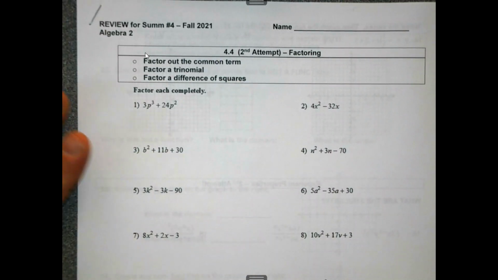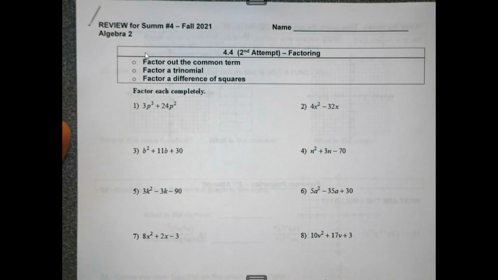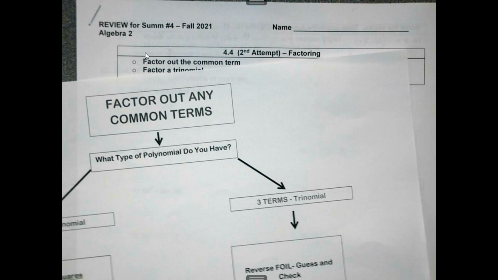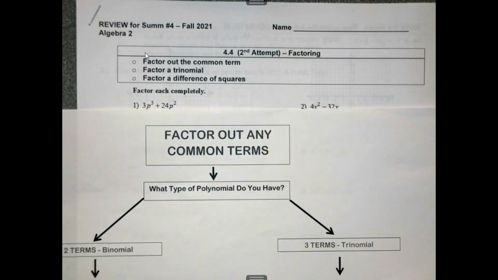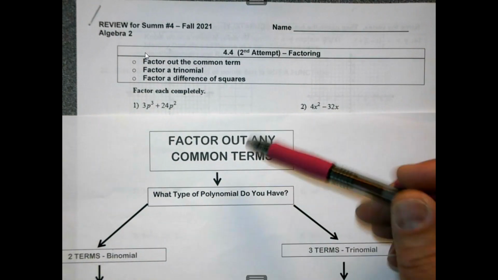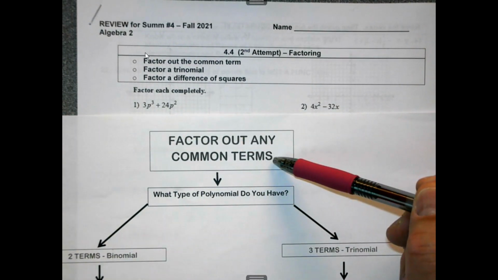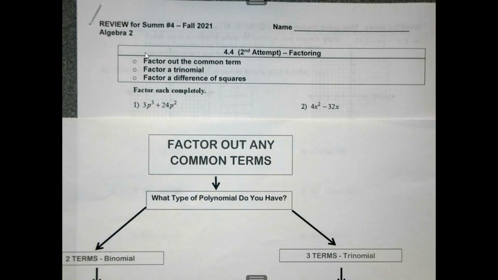For our quiz tomorrow, quiz review. Let's see. Again, guys, you can use your charts tomorrow, right? Your factoring flow charts. These, you can use those tomorrow. Okay. So if I'm looking at number one here, the first thing I have to do is factor out any common terms. Can I factor out any common factors?